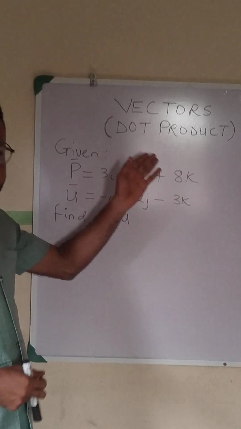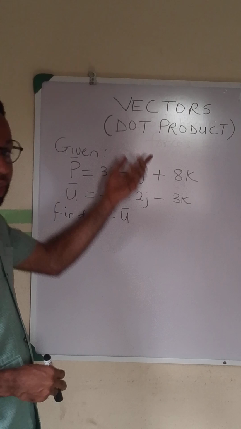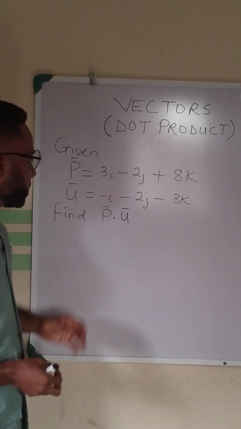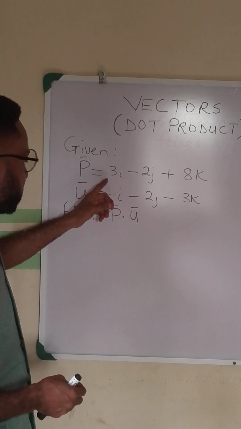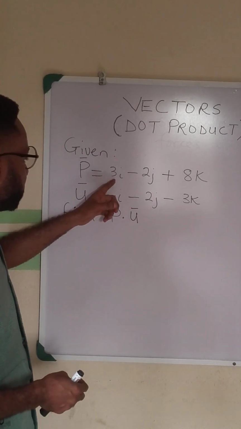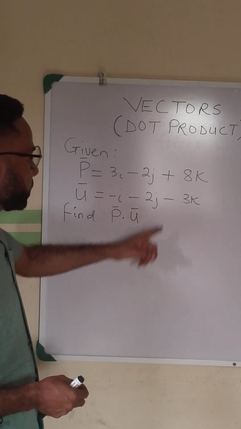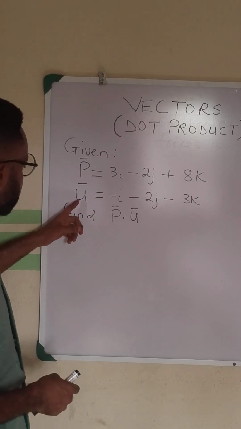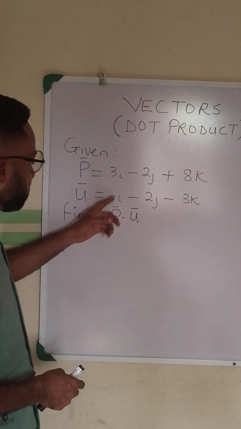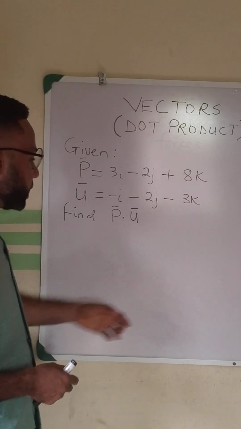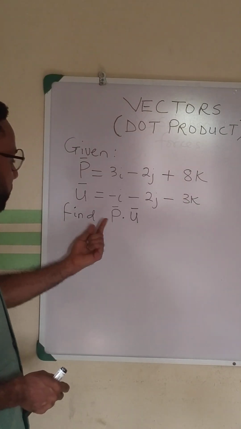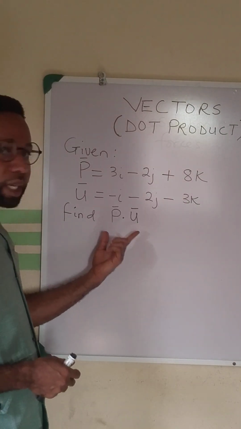Hello viewers, we are going to consider vectors, and under vectors we'll be looking at the dot product. So we've been given this question that vector P is equal to 3i minus 2j plus 8k, and vector U is equal to minus i minus 2j minus 3k. Then we're asked to determine the dot product of P and U.